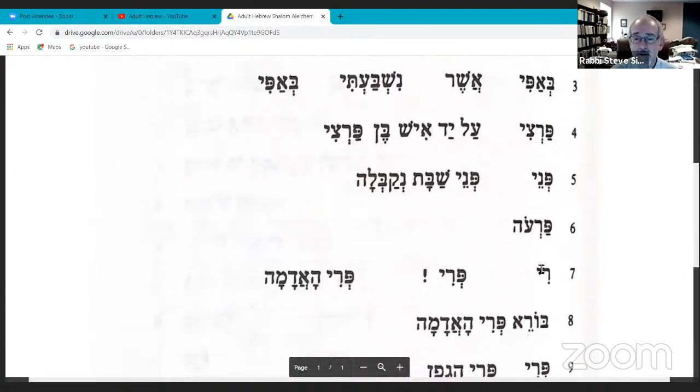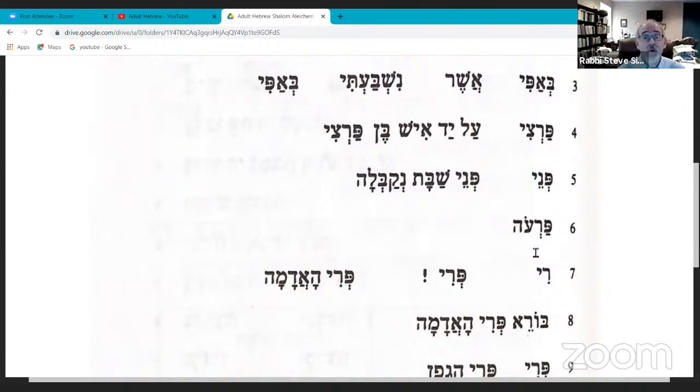Line 6. Paro, that's Pharaoh. Of course, it's the Hebrew word. And actually, the Hebrew is probably a Hebrew rendition of what was an ancient Egyptian word. We don't know what that word sounded like. So in Hebrew, it's rendered paro, and in English, it's presented as Pharaoh.